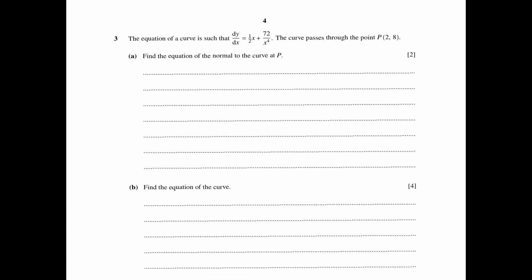Okay, let's look at question 3. The equation of a curve is such that dy/dx is equal to half of x plus 72 over x cubed, x to the power of 4. Now the curve passes through the point P(2, 8). Okay, find the equation of the normal to the curve at P.